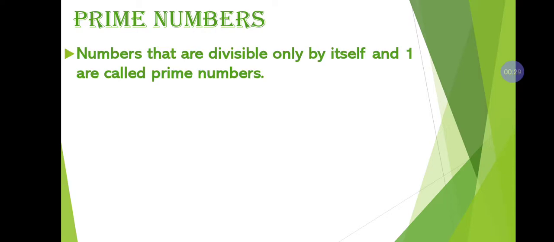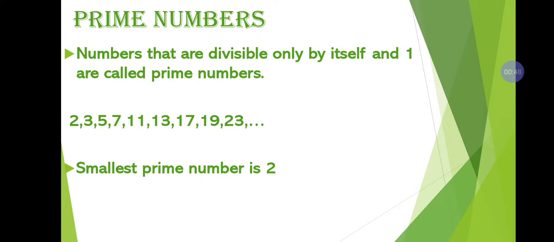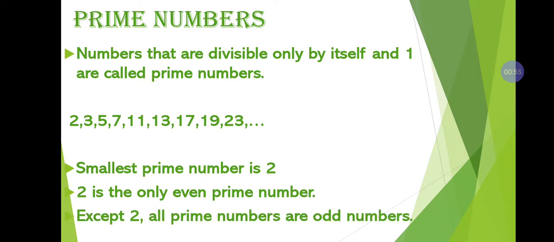First one is prime numbers. Numbers that are divisible only by itself and 1 are called prime numbers. Here 2, 3, 5, 7, 11 and so on are called prime numbers. The smallest prime number is 2. 2 is the only even prime number. Except 2, all prime numbers are odd numbers.